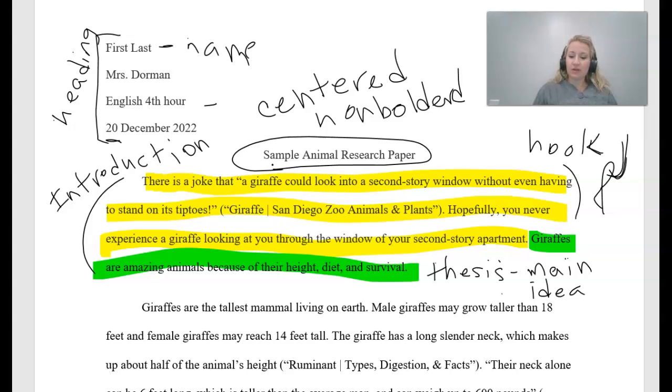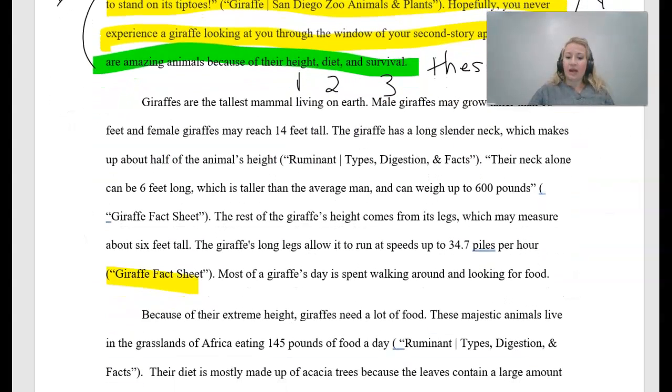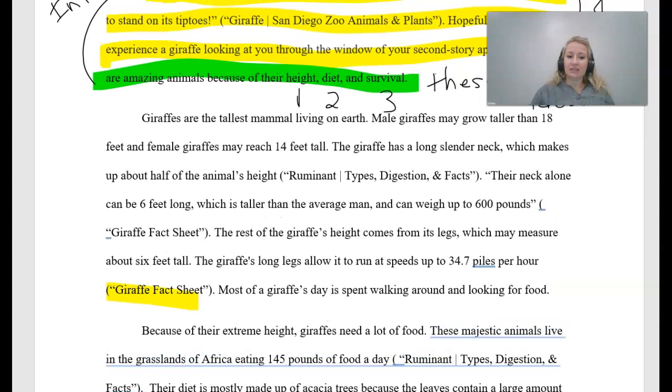So let me go ahead and read this thesis. Giraffes are amazing animals because of their height, diet, and survival. You'll notice that I have 3 listed ideas in my thesis. These 3 listed ideas are here because I have 3 middle paragraphs. So each of these middle paragraphs coordinates to an idea listed in the thesis.